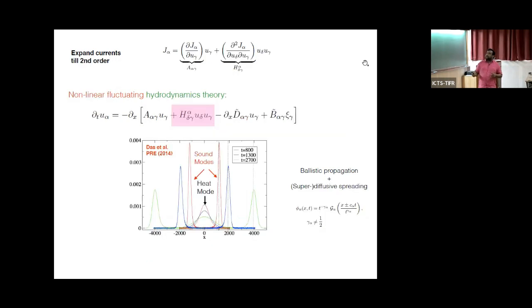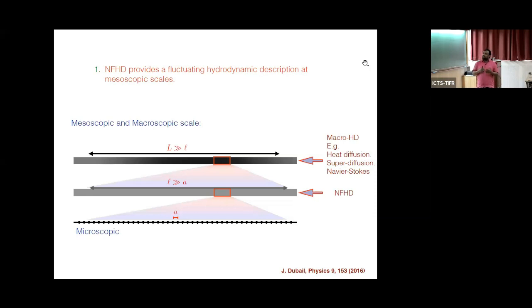But if you add the second order term, the nonlinear term, then such diffusive scaling solutions may not be stable in many cases, and you get ballistic propagation and super diffusive scaling. That's why you can get a super diffusive spreading of modes. So nonlinear fluctuating hydrodynamics theory actually gives a description at a mesoscopic scale.